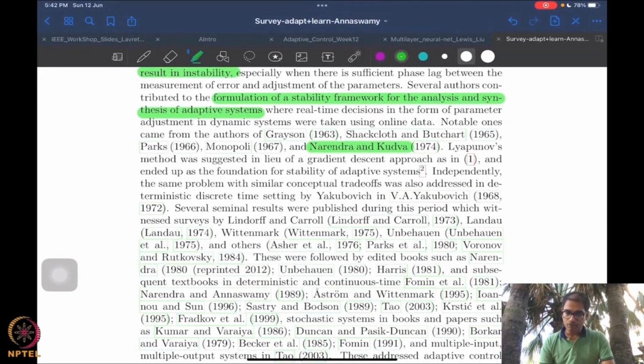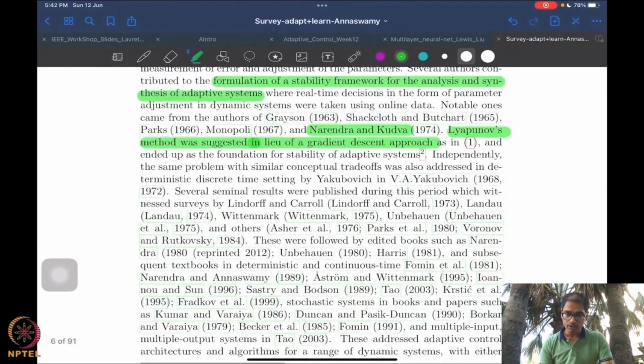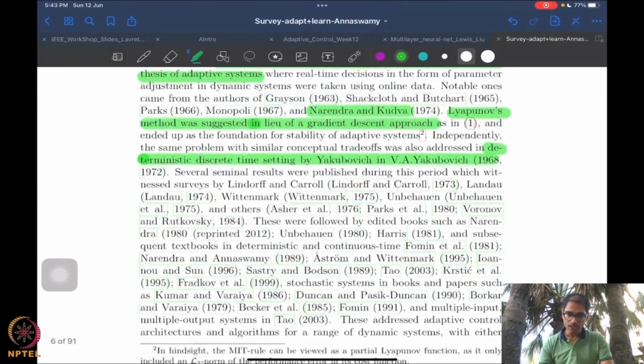And of course, Lyapunov's method was suggested in lieu of the gradient descent approach. And this is what we learned in this course. Most of what we did in adaptive control in this course was via the use of Lyapunov's method, right? You can see the origin for this going as far back as the 70s. So not just Narendra, of course. In a deterministic discrete time setting, this was being parallelly addressed by Yakubovich in Russia, right? So 68 and 72.